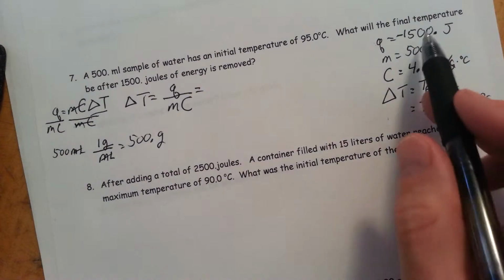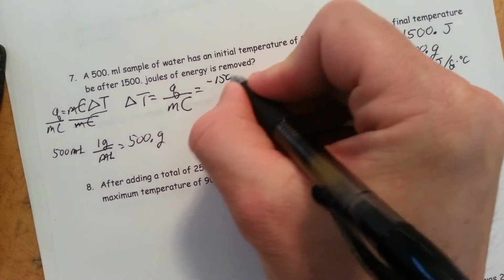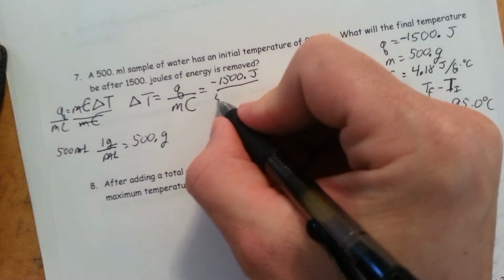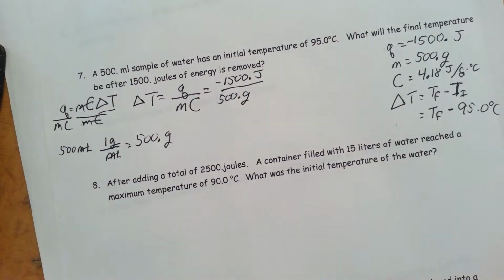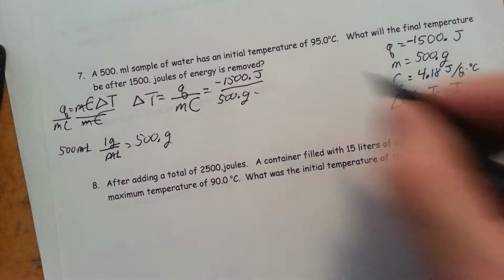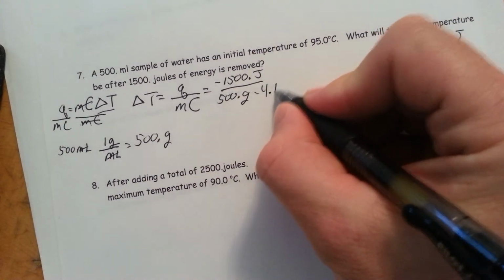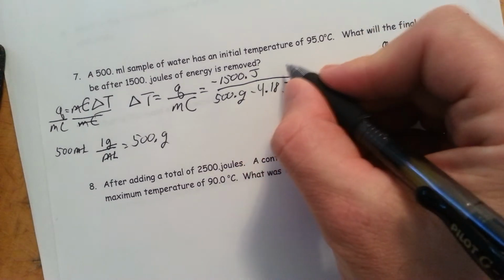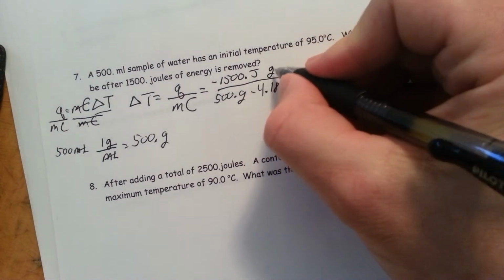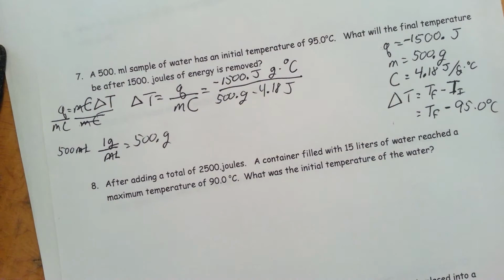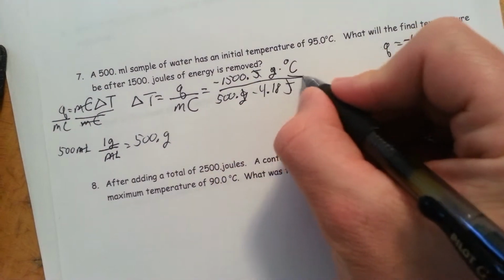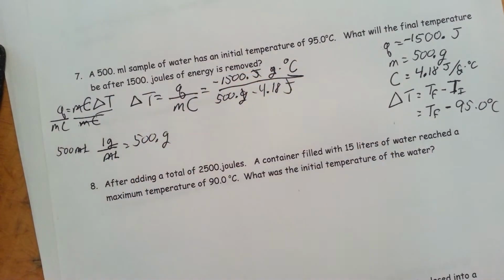That's equal to minus 1500 joules divided by 500 grams times 4.18 joules over, so we can just sneak it to the top here, grams times degrees Celsius. Grams cancel and joules cancel, and we're ending up with a degree Celsius, which is our delta T.